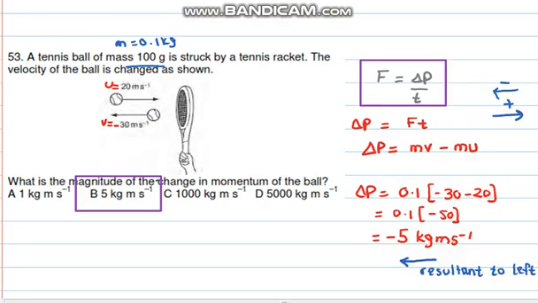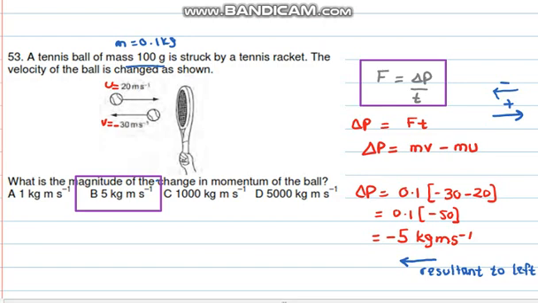So our next question is, a tennis ball of mass 100 gram is struck by a tennis racket. The velocity of the ball is changed as shown. What is the magnitude of the change in momentum of the ball? We have to find the change in momentum, which is basically mv minus mu. Our final velocity is negative 30 and our initial velocity is positive 20, and our mass which we require is 100 gram, which can be converted into kg. So this would be 0.1 kg.